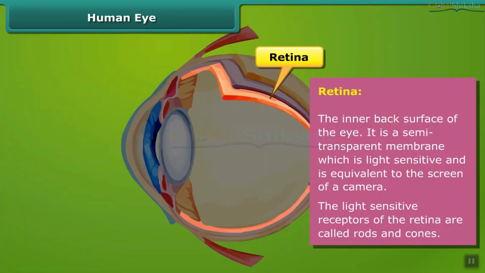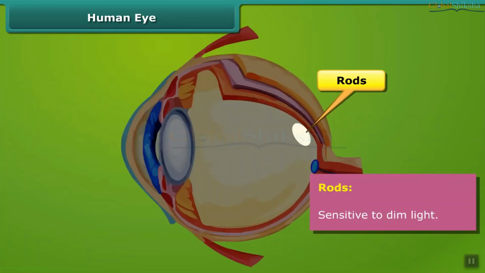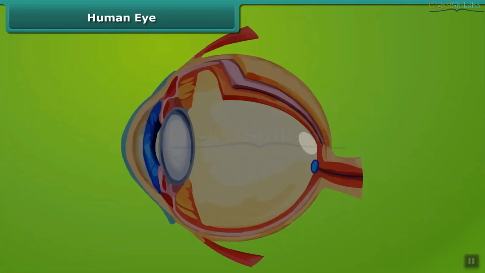Retina. Retina is a light-sensitive tissue that lines the back of the eye. It is a semi-transparent membrane and is equivalent to the screen of a camera. The eye lens forms an inverted and real image of the object on the retina. The light-sensitive receptors of the retina are called rods and cones. Rods function mainly in dim light and provide black and white vision. Cones support daytime vision and the perception of color.